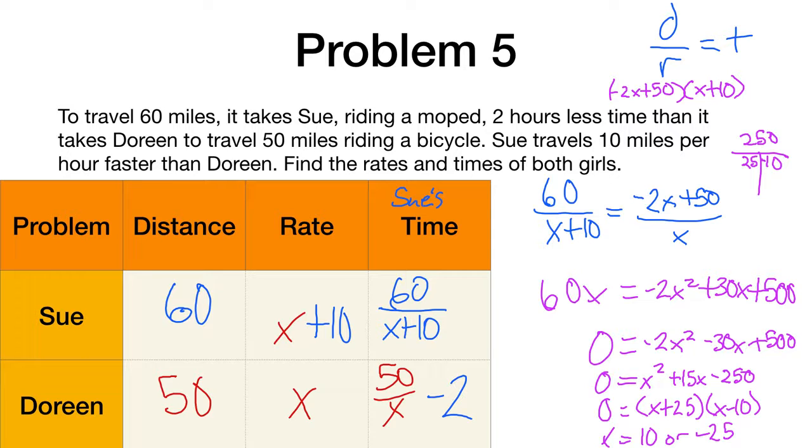So how do I choose between those numbers? Well, remember, I'm talking about speed. And since I'm talking about speed, that means I have to choose the positive, meaning 10 miles an hour and 20 miles an hour. Then when I plug that in, 60 over 10 plus 10, so 60 over 20, that means 3 hours for Sue, and 50 over 10, 5 hours for Doreen.